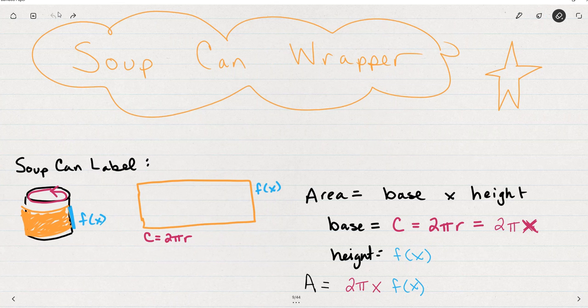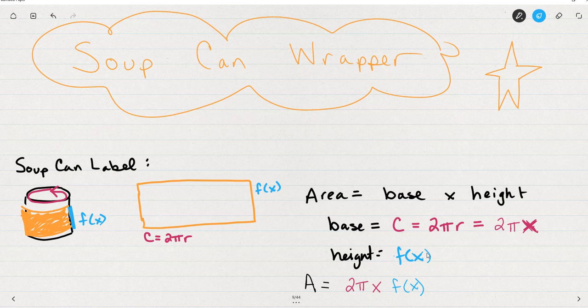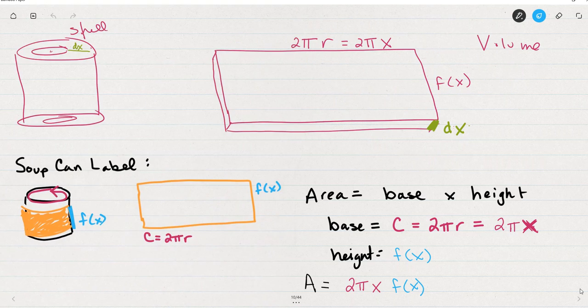Oh, I scratched it out. So f of x is that height of the rectangle. That gives us an area of 2 pi radius times f of x. If I let the radius of this can be represented by x, that would be 2 pi x times f of x. Let's see how that connects to our shell.